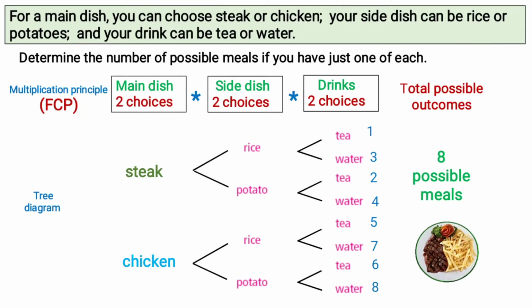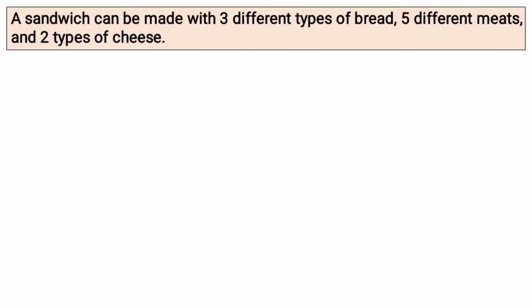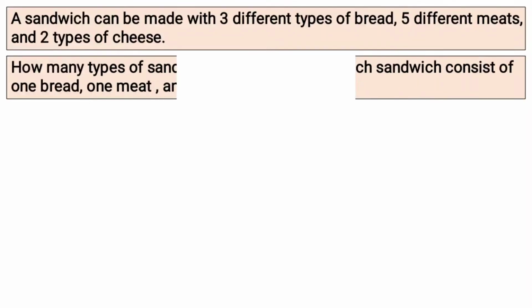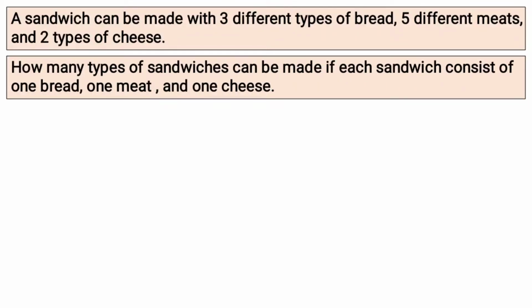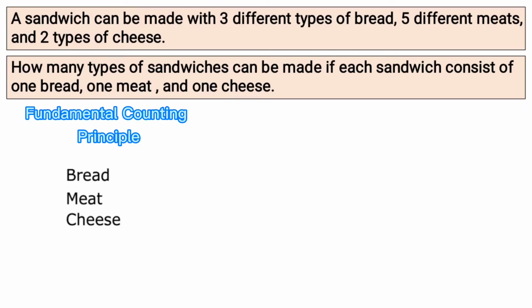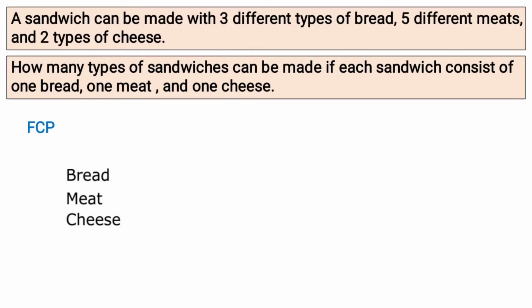Subukan natin muli. Let us have example number 2. The problem is a sandwich can be made with 3 different types of bread, 5 different meats, and 2 types of cheese. How many types of sandwiches can be made if each sandwich consists of 1 bread, 1 meat, and 1 cheese? To solve this, let us apply again the fundamental counting principle, or FCP for short.